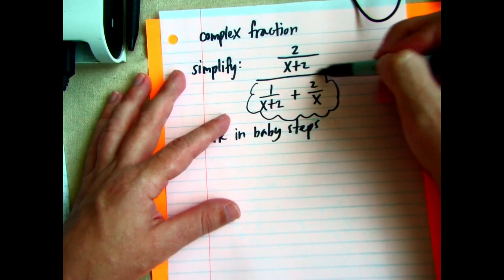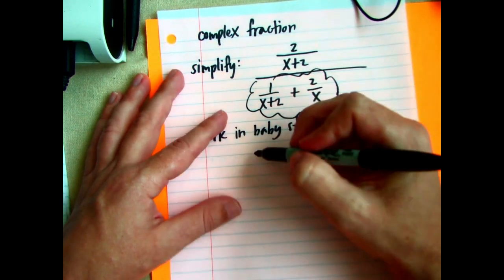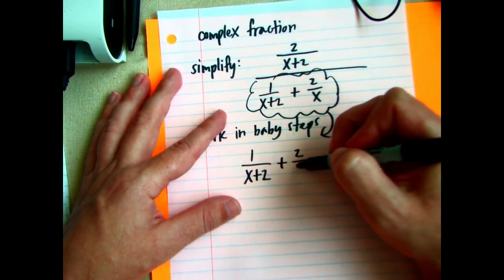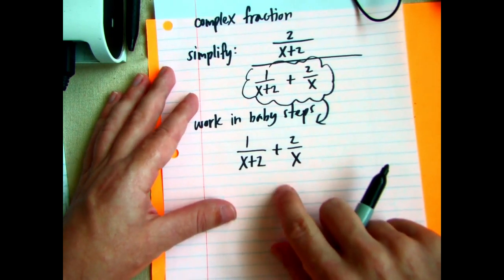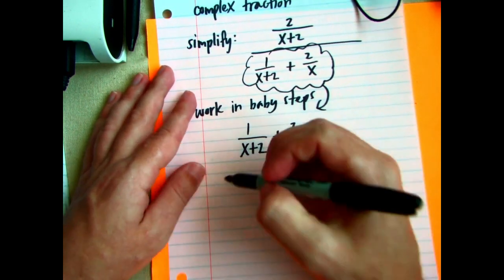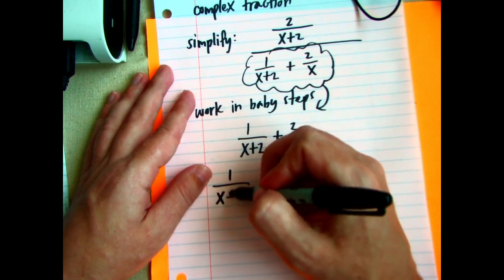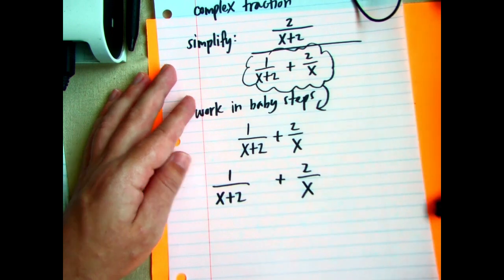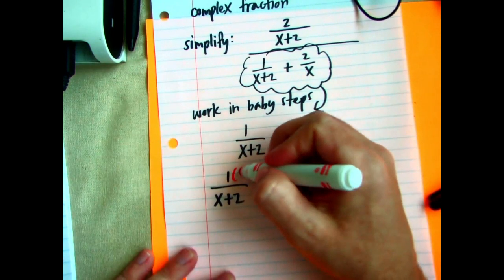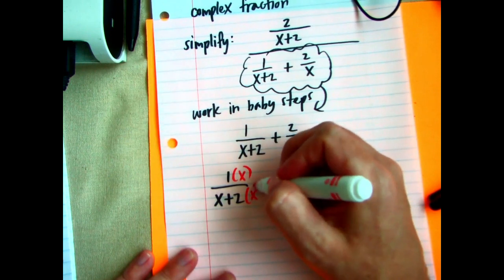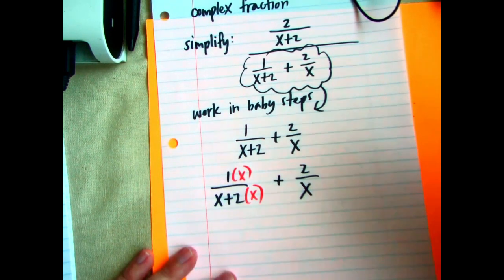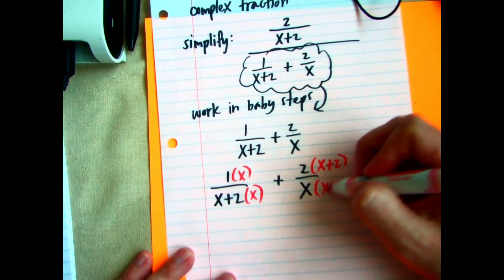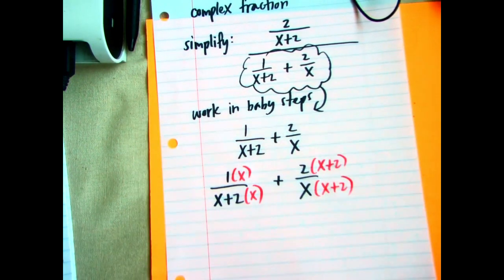So let's first just focus on the denominator. Let's let that be our first area of focus. And let's find a way to combine these two fractions first. So to do that, we need a common denominator. If we compare denominators, x plus 2 and x, what's missing from the left side is an x. And what's missing from the right side is an x plus 2. So that's what I'm going to multiply in to both of these.